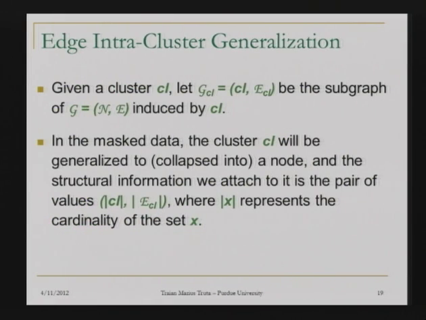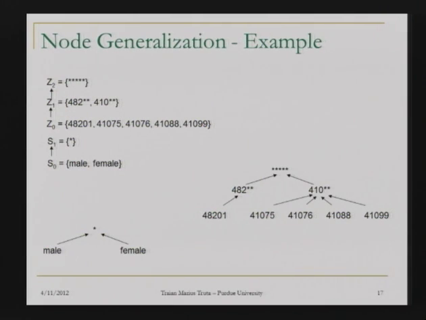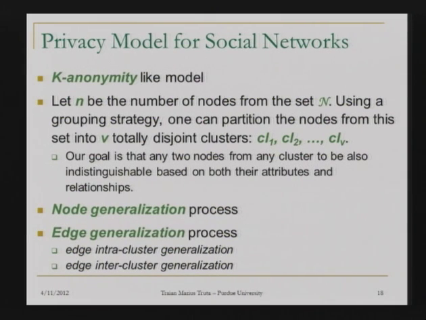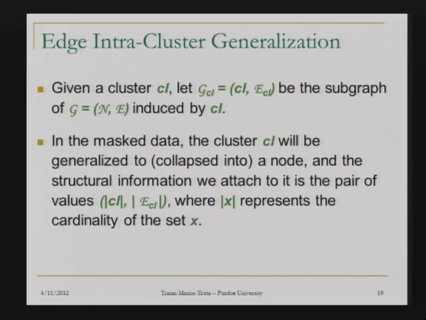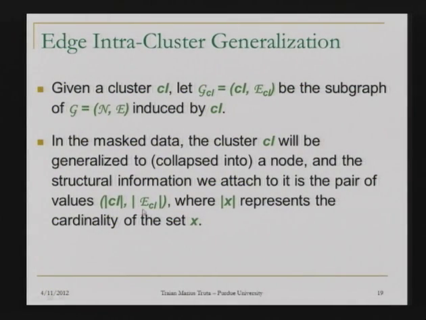For the node generalization process, I already mentioned, we use these generalization hierarchies. What is novel in our work is the edge generalization process, how we do to generalize the edges. And for this, we use 2 techniques together, intra-cluster and inter-cluster generalization. For intra-cluster generalization, the goal is once you create a cluster of 3 nodes or 4 nodes, then you provide for this cluster only the number of nodes in the cluster and the number of edges in the cluster. And this is what we mean by, in this formula over here, where is it? This one. So number of nodes, the number of edges in the cluster.